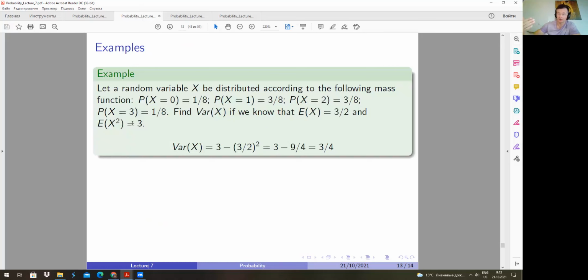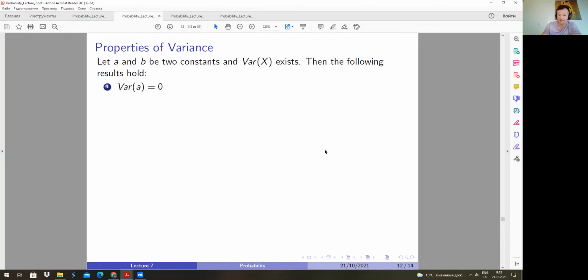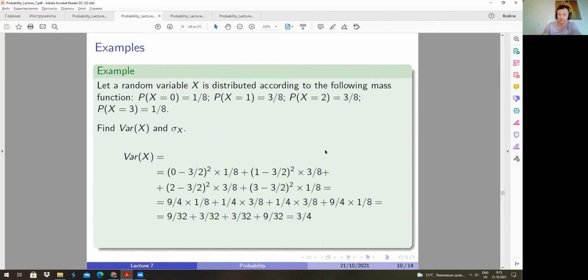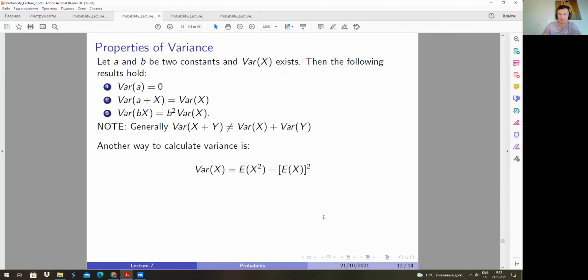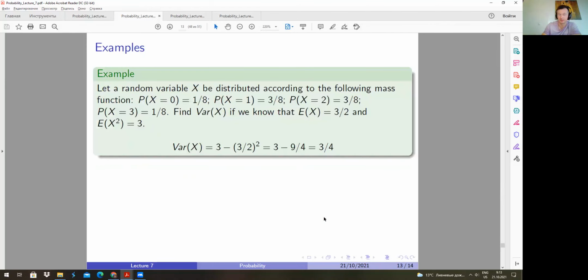Here is an example of how we are able to do this. We already did the calculation of E[x squared] for the discrete variable. It was 3. We know the expectation of x is 3/2. So now the variance is simply 3 minus 3/2 squared, which is 9/4. And we have 3/4, which is exactly the same variance as we calculated here. Exactly the same number. Just another way to do the same thing.